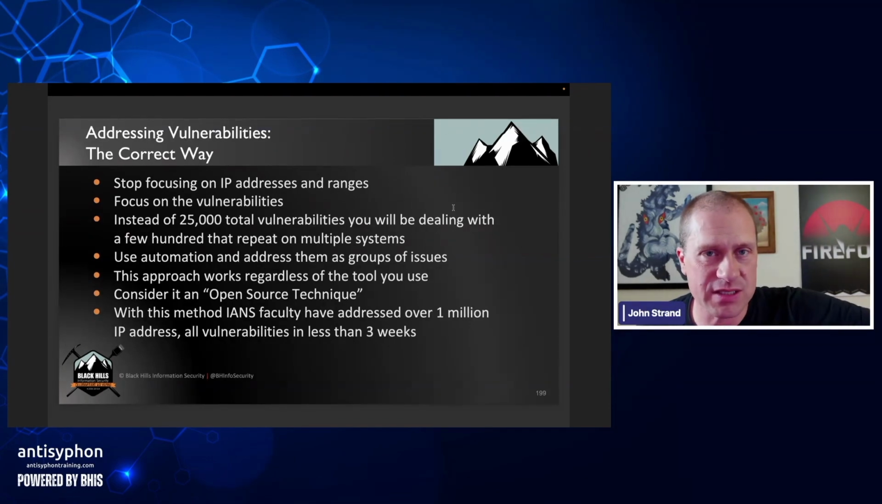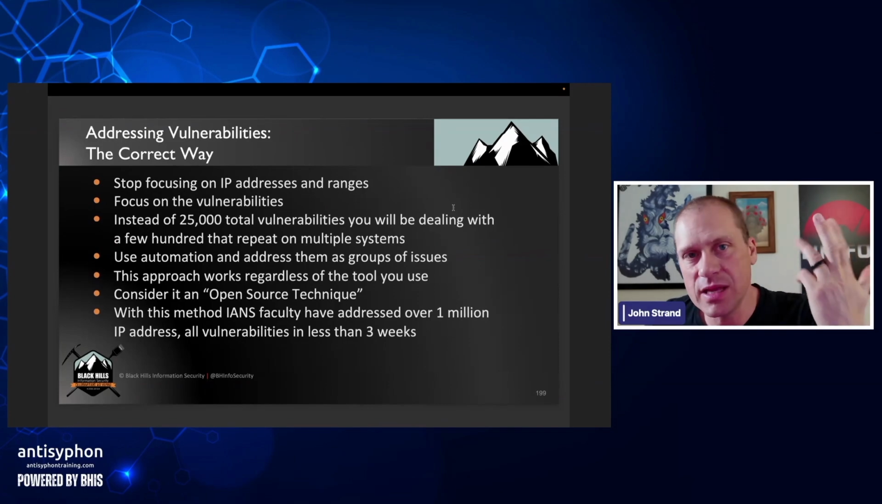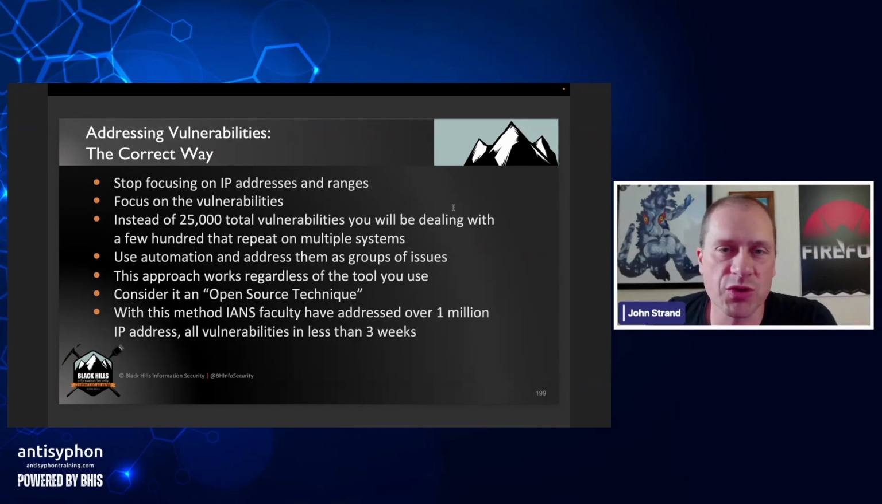I'm faculty at IANS. Just to give you an idea, at Black Hills Information Security, we have scanned environments that have 1 million live IP addresses. And my team, using this technique, can address and analyze all vulnerabilities across 1 million live IP addresses, critical, high, medium, and lows, and we can do it with 2 testers in 2 weeks. This doesn't have to be hard. This doesn't have to be difficult.